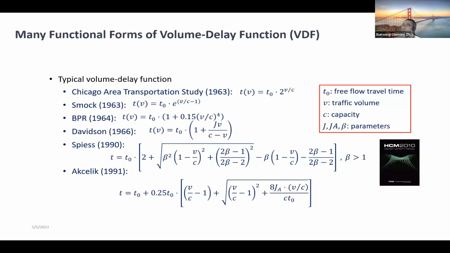There are many forms of volume delay function. As you can see, one of the major early BPR functions has a 4th order polynomial form, and we also recognize there's Davidson's model for signalized intersections.